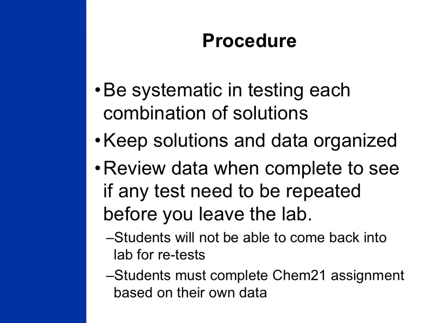So in lab this week, we're going to be systematically testing 10 different solutions and seeing how, as they combine together, what happens and if we have a precipitate form. The biggest thing that you need to do is make sure you're writing down plenty of observations in your lab notebook and keeping both the solutions that you've prepared and the data that you're collecting organized. And it's also important that you review that data when you're done to make sure if you need to do a test again, because once you leave the lab, you can't go back and repeat a test. And you've got to have all of that data so you can complete the assignment up on Chem 21 based on the data that you collected.